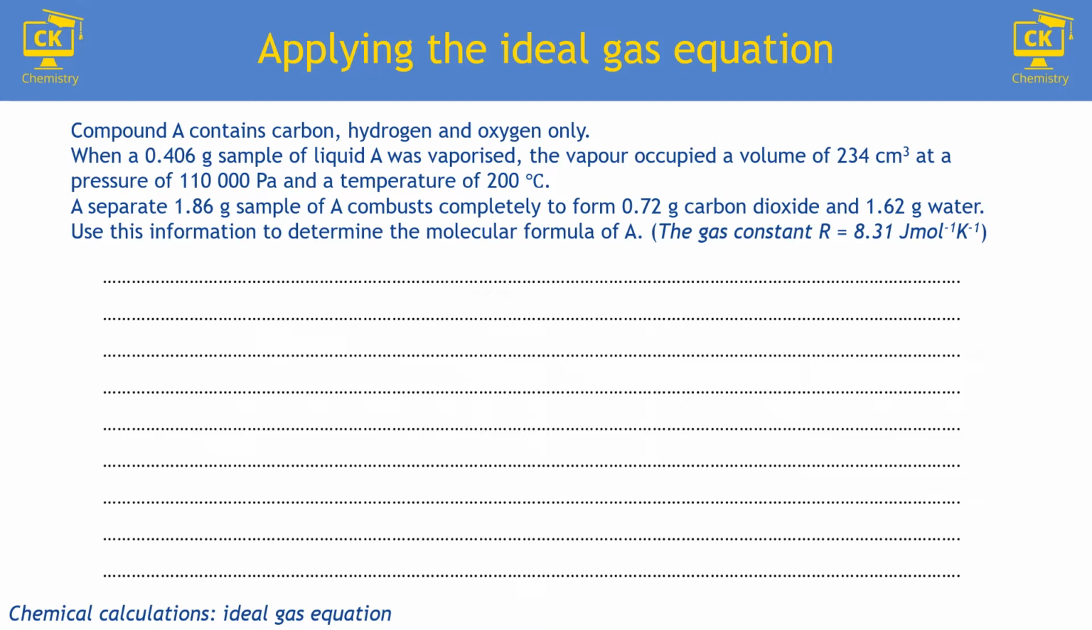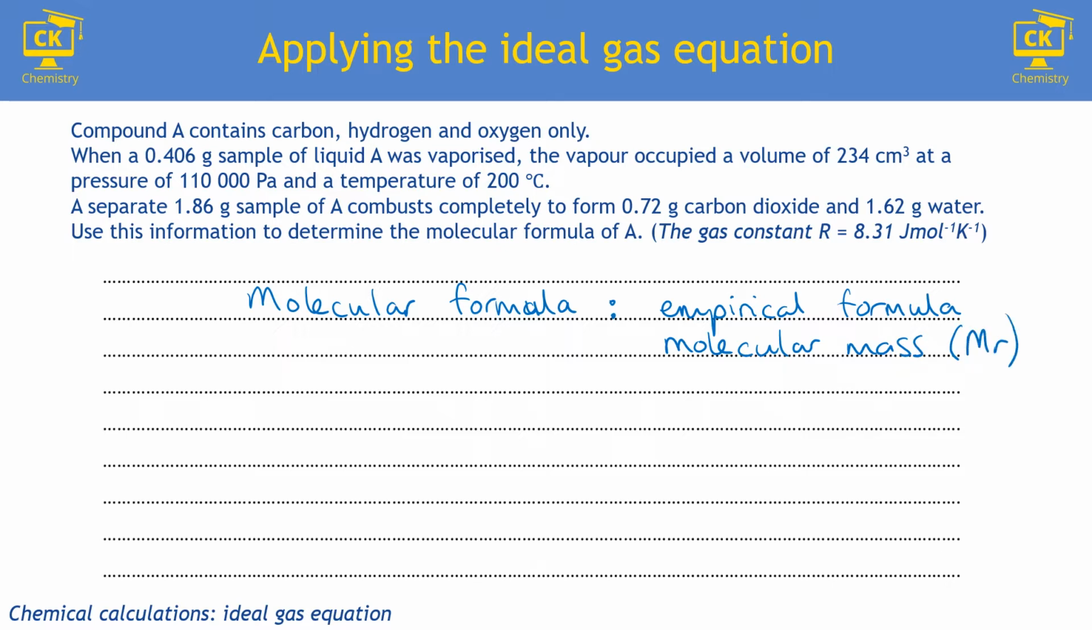So, if we want to know the molecular formula, there are two pieces of information that we need. We're going to need to know the empirical formula, so the simplest ratio, and we also need to know the molecular mass, or we might call this MR or even RFM.